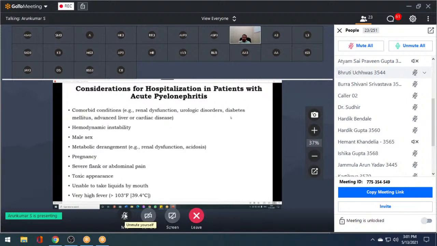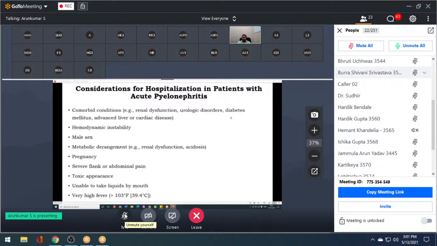So having seen how we are going to manage on an outpatient basis, when would you admit a patient with pyelonephritis? Especially if they have comorbidities like hypertension, diabetes, renal failure, or liver disease, you should admit them. If they are pregnant and have pyelonephritis, they should be admitted. If they're not able to take orally, they have high-grade fever, or they're hemodynamically unstable, then they need to be admitted. If they develop renal dysfunction, that is acute kidney injury, after a urinary tract infection, they also need to be admitted and receive antibiotic therapy.